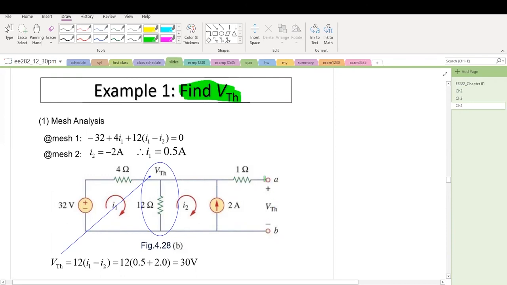First of all, the terminal is open. So there's an open circuit here, and then we mark the VTH this way. This is positive, and this is negative. It has to be marked this way. You cannot mark it the other way around. So this is the Thevenin theorem here. Now we need to find VTH given this circuit.